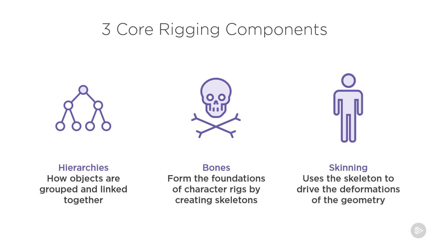Finally, we have skinning. Skinning is the process of attaching geometry to the bones so that those bones can deform the geometry of our characters and objects. These core rigging components are the foundations of pretty much every rig. Of course, there are exceptions, and there are some advanced tools that we can use to rig complex setups where bones and skin may not be needed, but I'm yet to find any rig that doesn't rely on hierarchies as the main component.